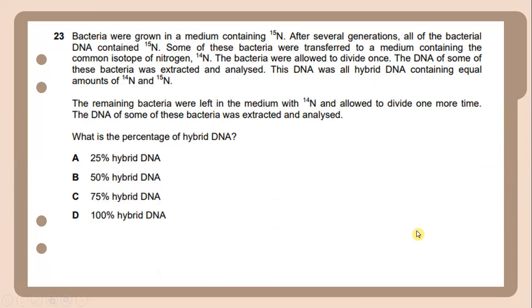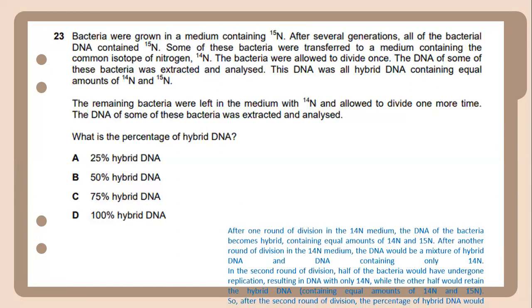Bacteria were grown in a medium containing N15. After several generations, all of the bacterial DNA contained N15. Some of these bacteria were transferred to a medium containing the common isotope of nitrogen, N14. The bacteria were allowed to divide once. The DNA of some of those bacteria was extracted and analyzed. This DNA was all hybrid DNA containing equal amounts of N14 and N15. The remaining bacteria were left in a medium with N14 and allowed to divide one more time. The DNA of some of these bacteria was extracted and analyzed. What is the percentage of hybrid DNA?